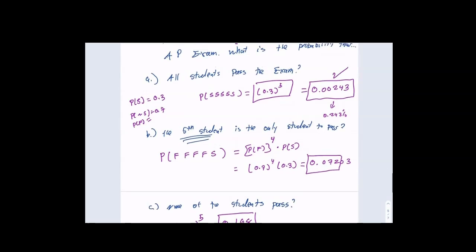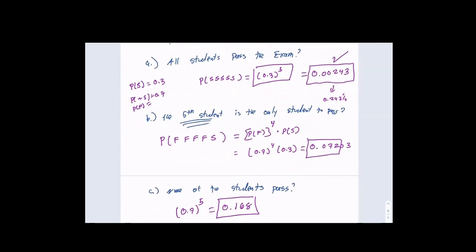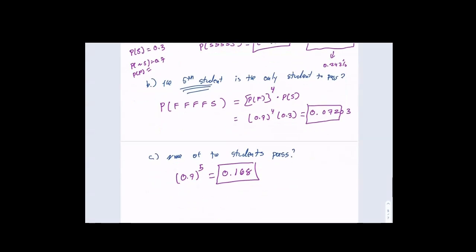Now the probability that they all passed was 0.002, less than 1%, whereas all of them failing, there was a 16% chance. Now that's a wide swing, and that happens just because of the 30% success rate. So yes, you could say that's 16.8%, but in AP statistics and probability, we do not want to change it.